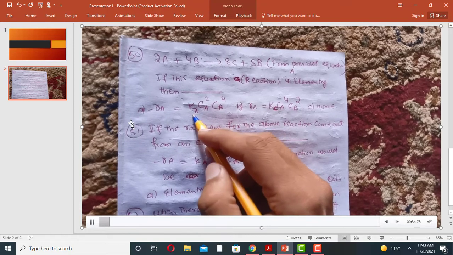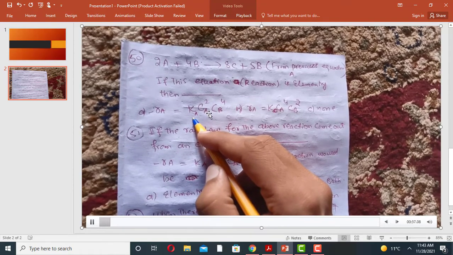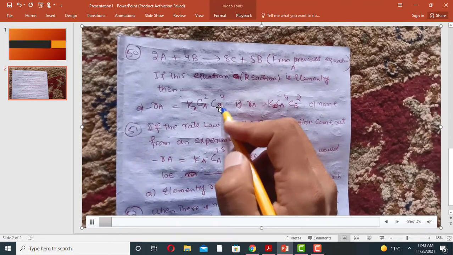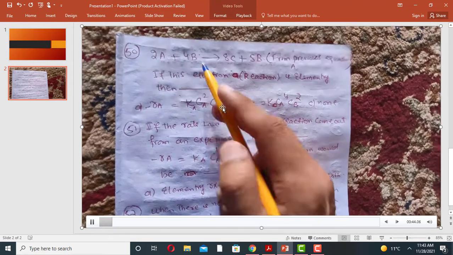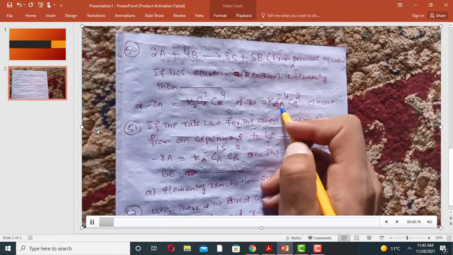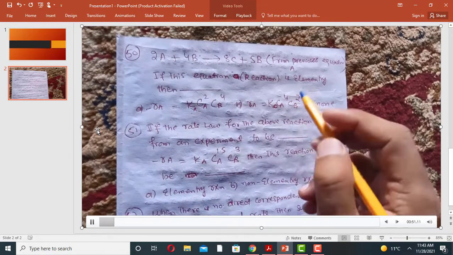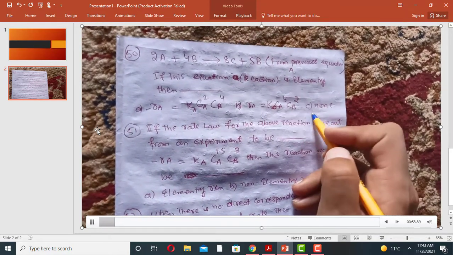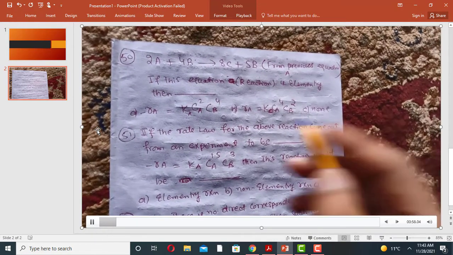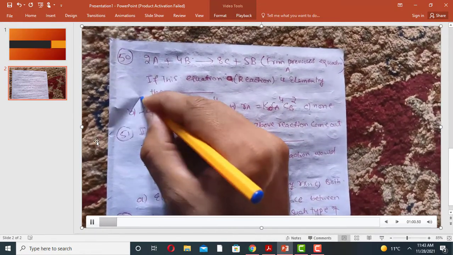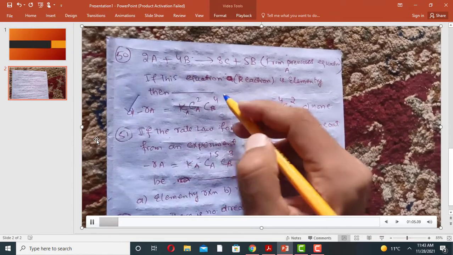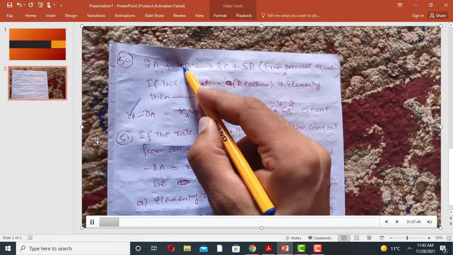will be given by kA, the rate constant on the basis of A, times concentration of A to the power 2, concentration of B to the power 4, or it can be -rA equal to k CA to the power 4 and CB to the power 2, or none of them. If this reaction is elementary, then the rate of disappearance of A will be given by -rA equal to kA CA to the power 2, the stoichiometric coefficient of A, CB to the power 4, which is the stoichiometric coefficient of B.